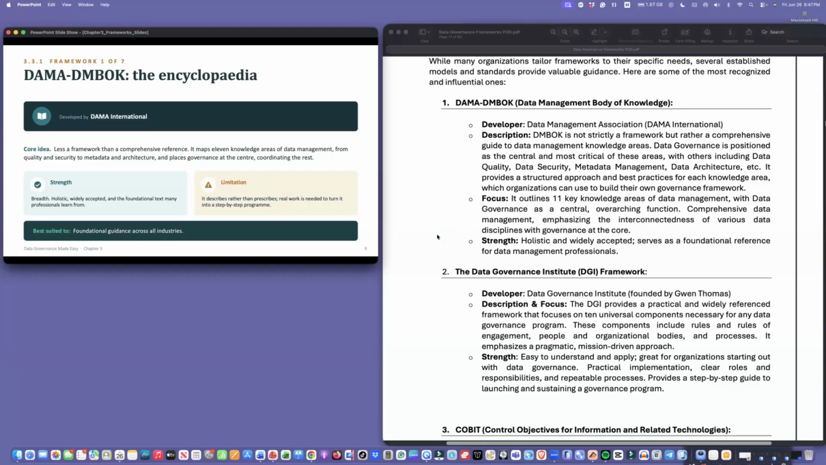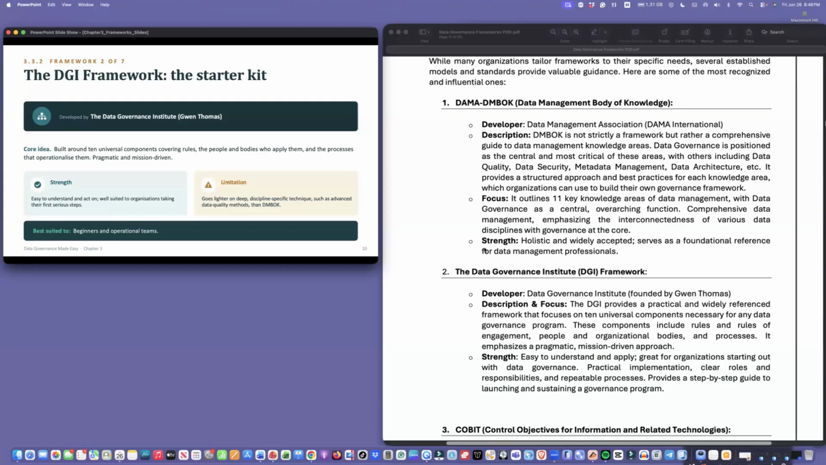Now, the DGI is a data governance framework that was founded by Gwen Thomas. Now, the objective of establishing DGI as a framework was to provide a practical approach. Let us go away from all these 11 foundational principles or foundational guidance framework from the DAMA teaching team, and let's move towards something which is much more prescriptive, practical: 10 universal components necessary for a data governance program.